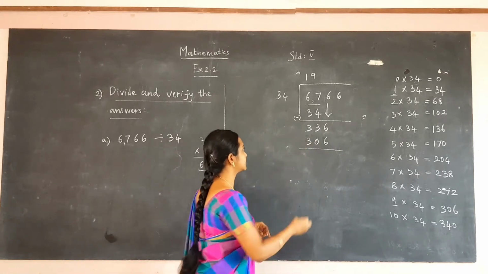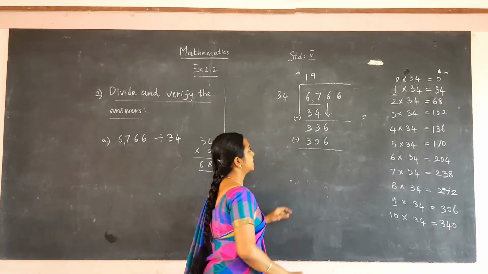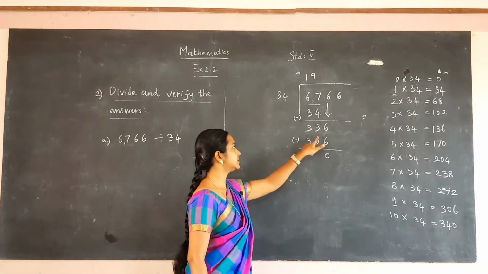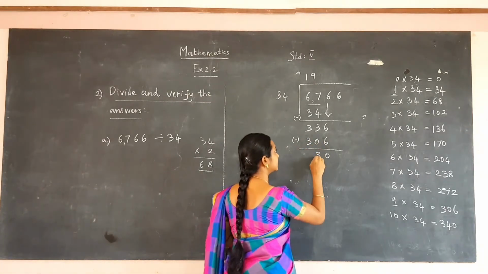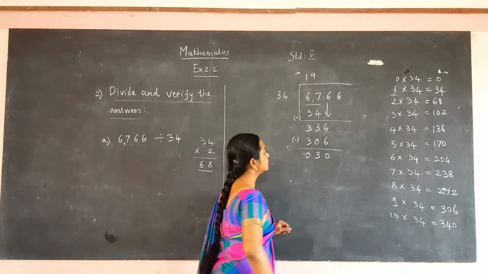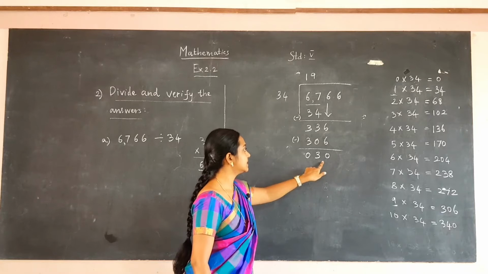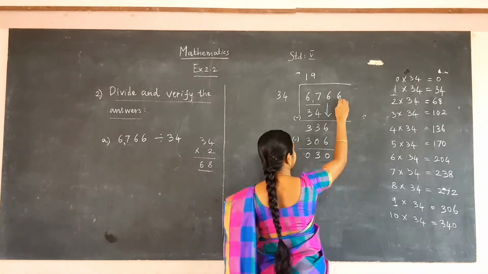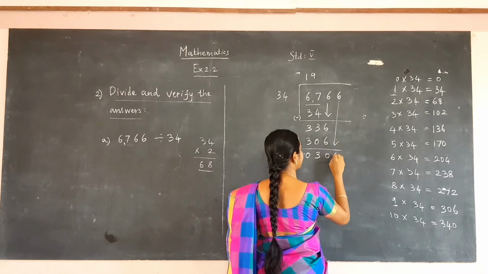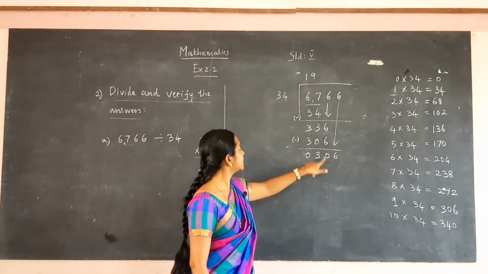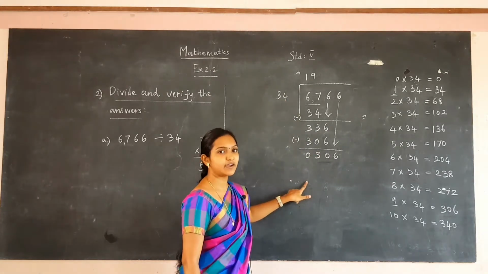Subtract these two numbers. 6 minus 6 will be 0. 3 minus 0 will be 3. 3 minus 3 will be 0. Now see, the number is 30. 30 is less than 34. So bring another number. I have brought 6. 306 is greater than 34. So we can divide the numbers.